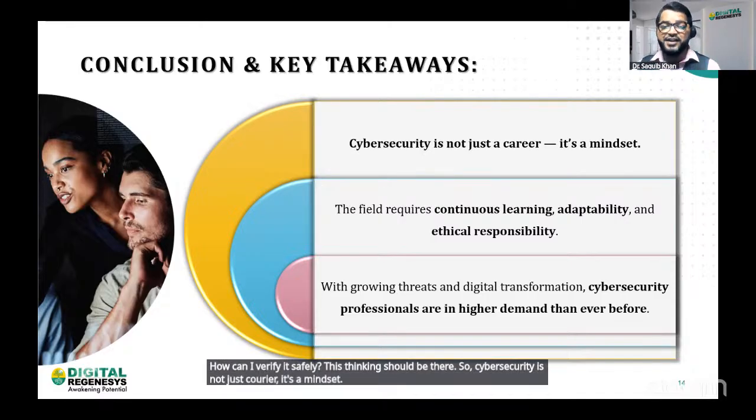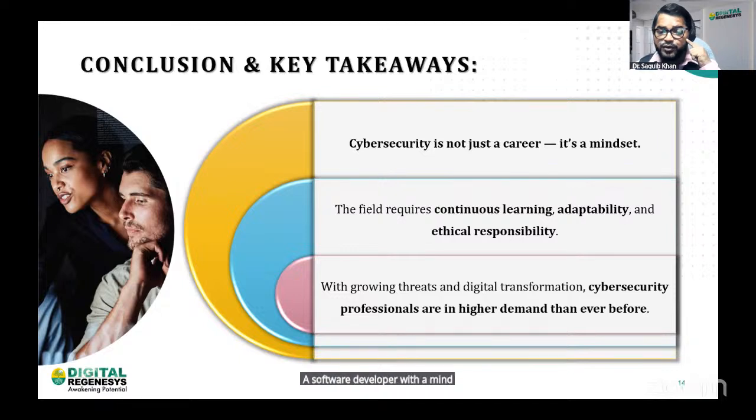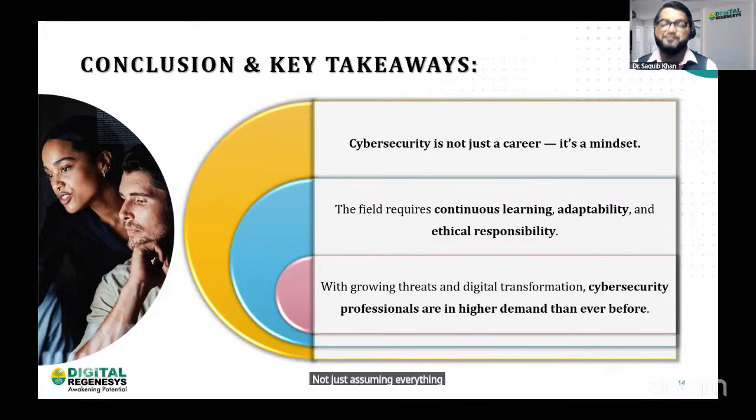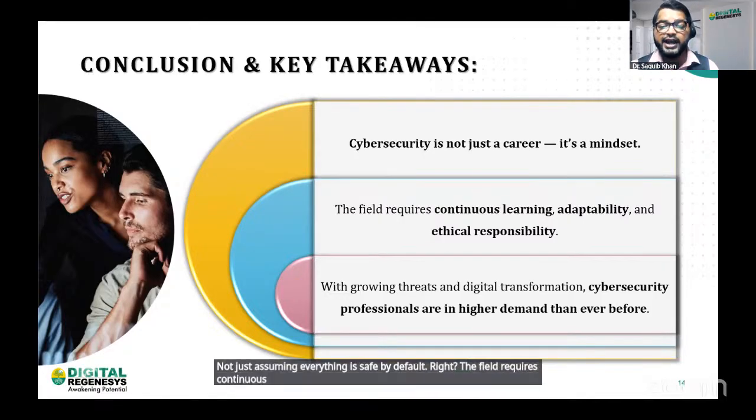A software developer with a mindset will write code assuming that users may try to exploit it, not just assuming everything is safe by default, right? The field requires continuous learning, adaptability, and ethical responsibility. What do I mean by this?